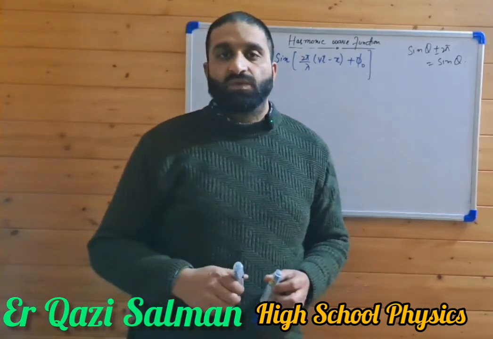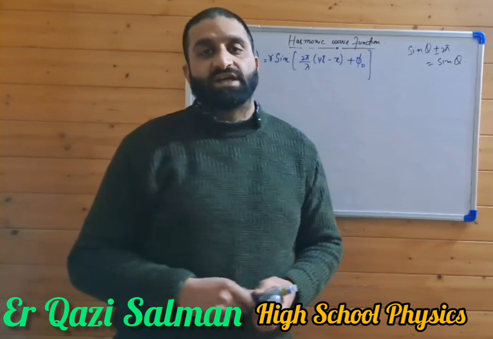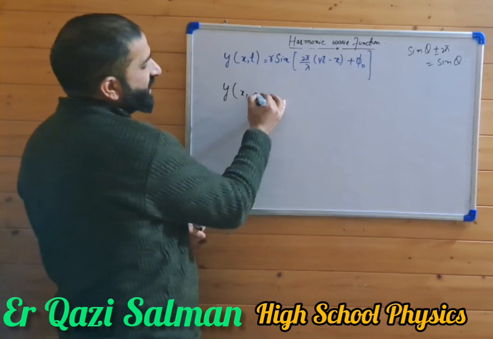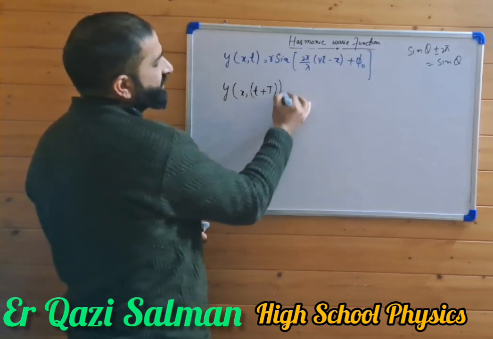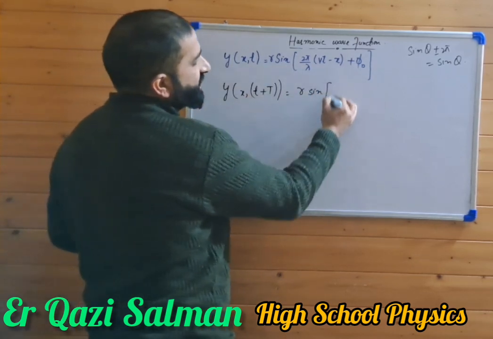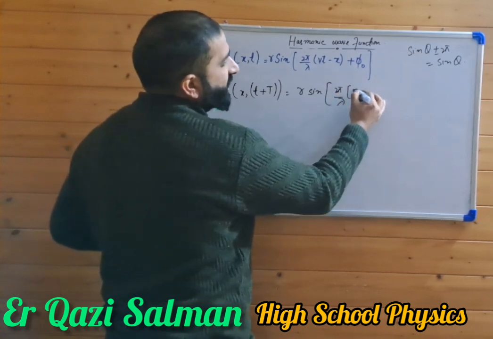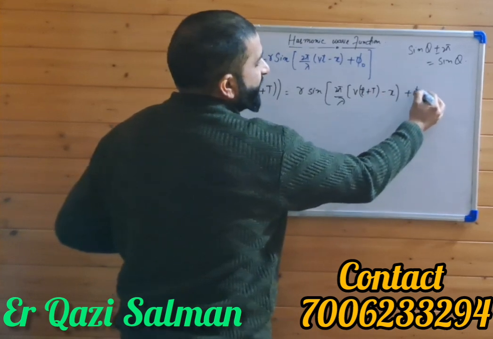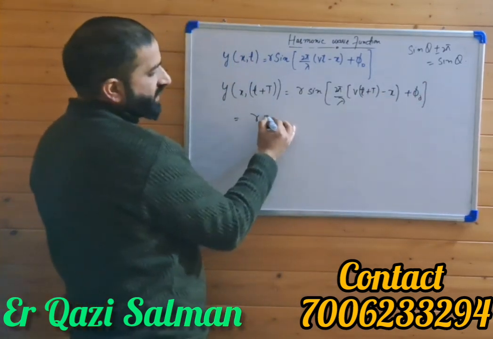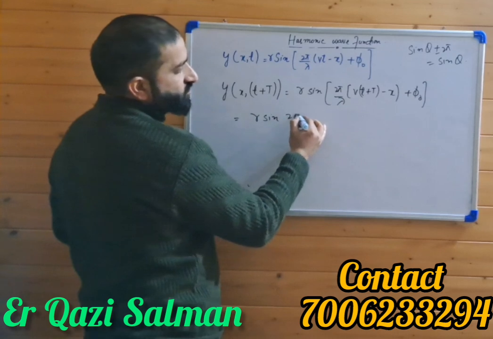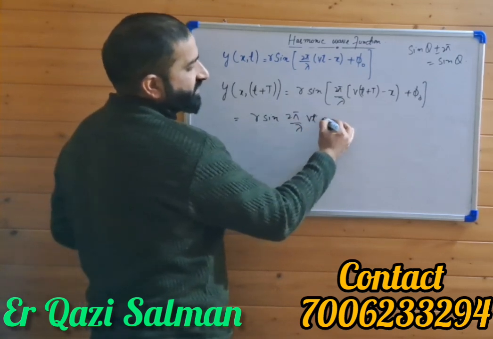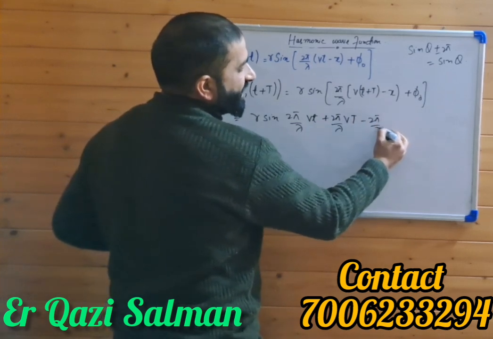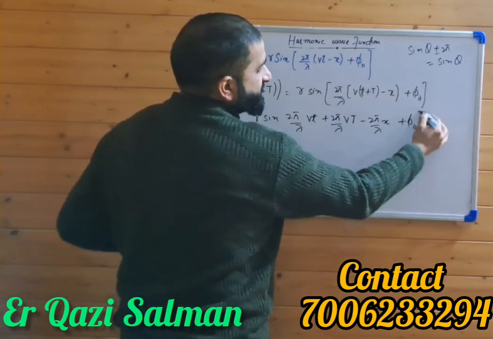Taking the second scenario of time period, that is one full cycle or capital T here. So y of x comma t plus T is equal to r sine of 2 pi by lambda into v into t plus T minus x plus phi 0. That is equal to r sine of, multiplying it, 2 pi by lambda into vt plus 2 pi by lambda into vT minus 2 pi by lambda into x plus phi 0.